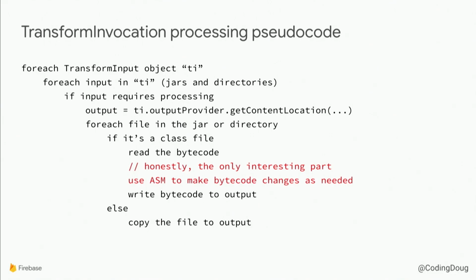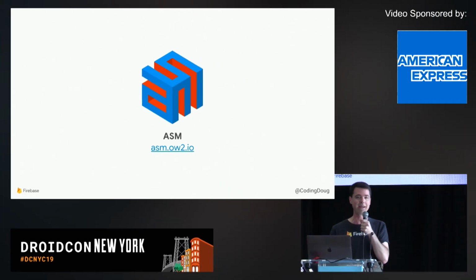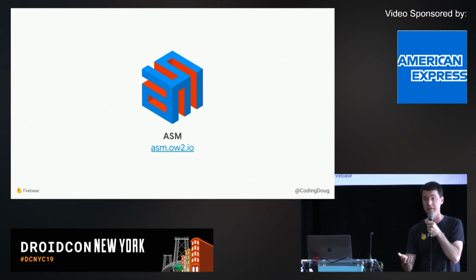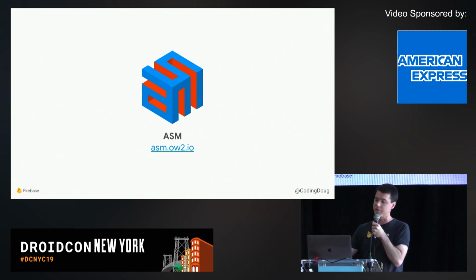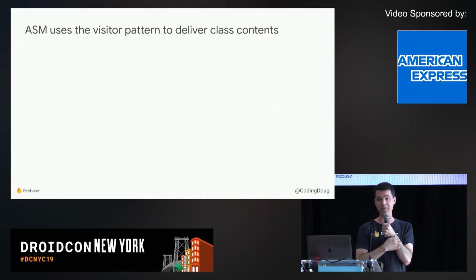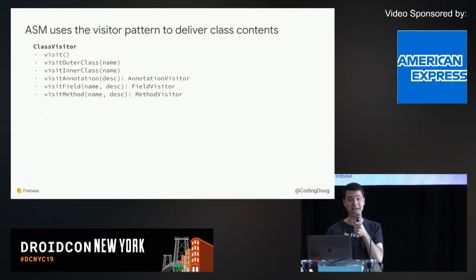So how do you make changes to bytecode? What's the easiest way to do that? Well, there's this library that pretty much all other libraries that do bytecode manipulation use. It's called ASM. I don't know what it stands for, but it's kind of the granddaddy of all other bytecode libraries. So if you work with any other library like AspectJ that does bytecode manipulation, or Kotlin does its own bytecode manipulation, they all use ASM. ASM uses a visitor pattern to deliver the class contents for you. So what you do is you register at the very top level a class visitor.